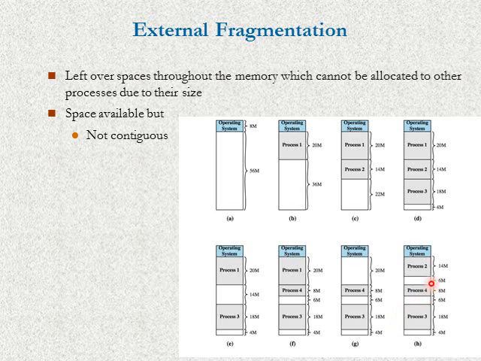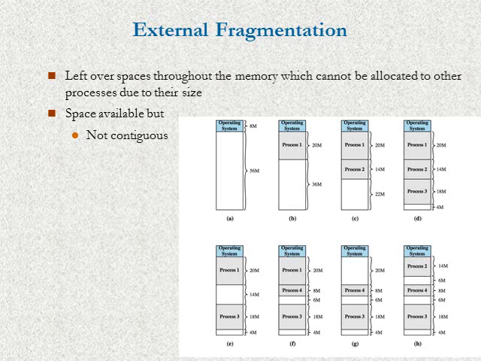So for instance, in this example, if we have a hole of 6 MBs, another hole of 6 MBs, and another hole of 4 MBs, a collective of 16 MB space is available, but it is not in a contiguous manner, so it cannot accommodate a process of 8 MBs. This wastage of space that is external to the partitions is termed as external fragmentation. So internal fragmentation is the wastage of space that is internal to the partition, and external fragmentation is the space that is wasted outside the partition.